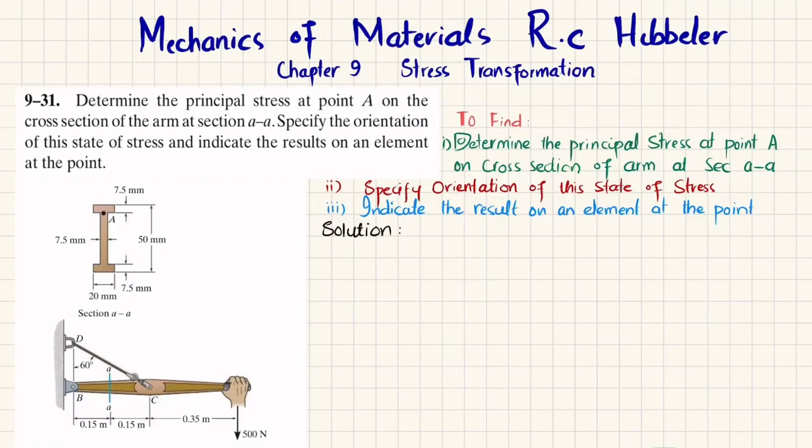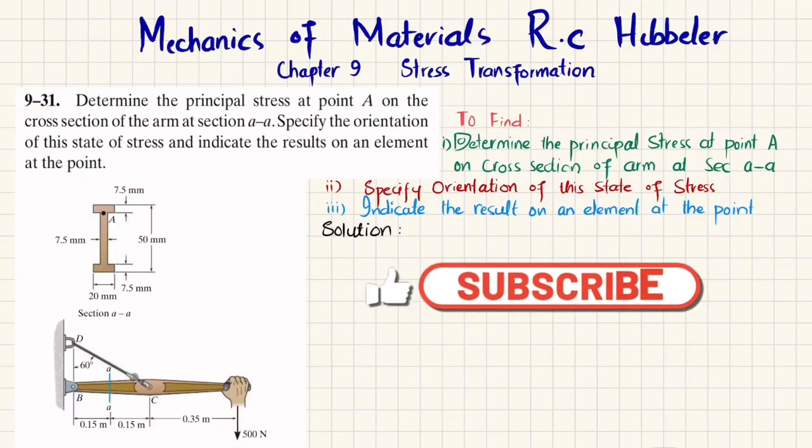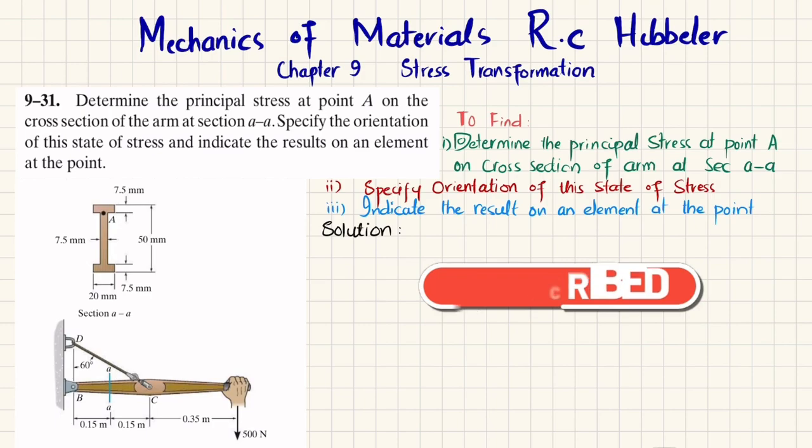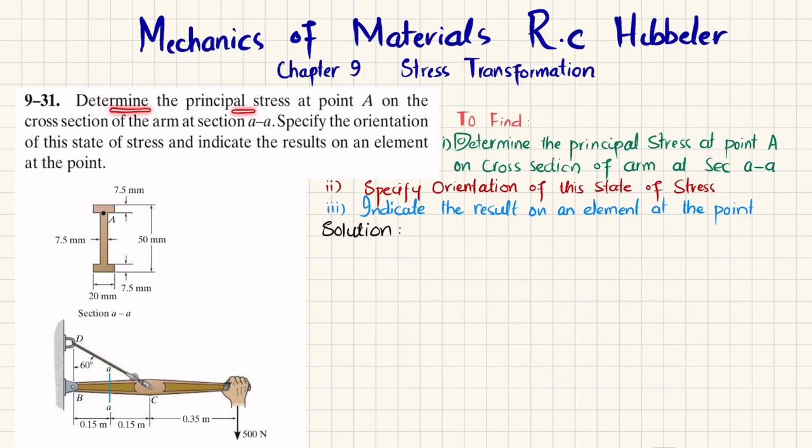Welcome back. Problem 9-31. This problem is taken from chapter 9, that is stress transformation, and the book name is Mechanics of Materials by R.C. Hibbeler. So the statement is: determine the principal stress at point A on the cross section of the arm at section AA. Specify the orientation of this stress and indicate the result on the element.